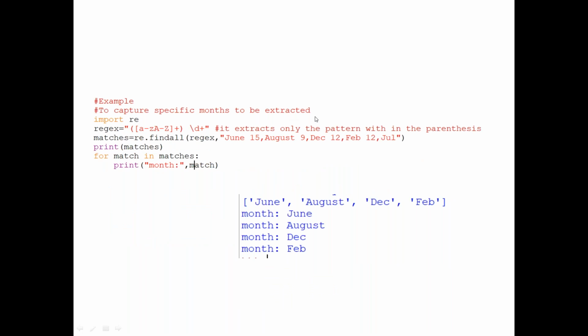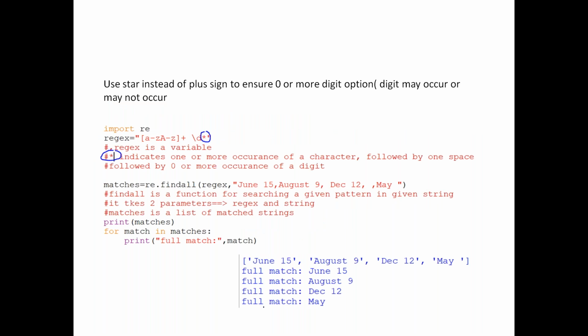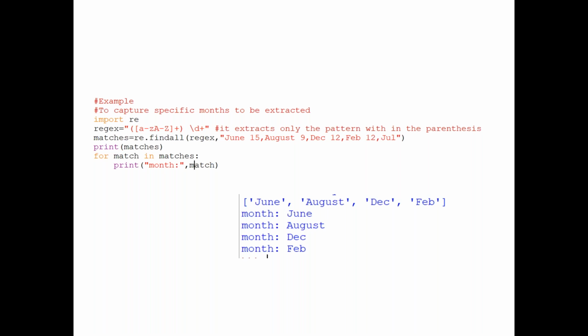To capture a specific month, I want to extract only a specific month, not all the months. Or I don't want to display dates. For example, here June 15, August 9, December 12, May. I have a combination of month and dates, but I want to display only the months, not the dates. Don't fetch the dates. In that scenario, how can I do it? Import re, regular expression. The format is A to Z and A to Z plus sign, because minimum one letter has to be there, or \d plus.